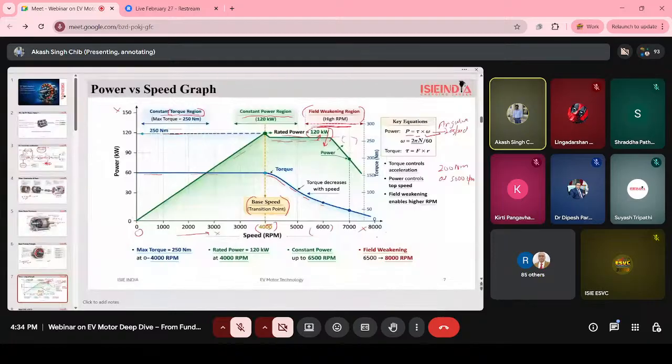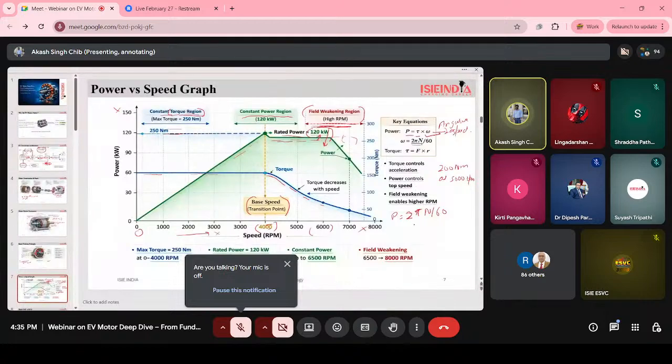Then P is the power. P is the power here. And what is 2 pi? From where do we get the 2 pi? Does anyone know what is 2 pi? From where do we get the 2 pi?